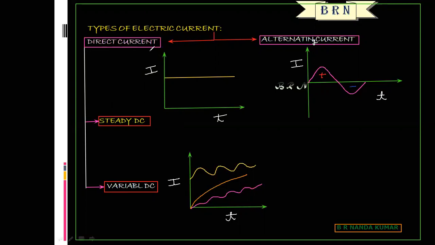So what is the meaning of direct current or steady direct current? An electric current is said to be steady DC if, as the time increases, the magnitude and direction of current do not change with time. That means in this case, we will get a straight line that is parallel to the time axis. So this graph shows that as the time increases, the magnitude of current does not change with time. The magnitude of current will remain constant. So this is steady DC.